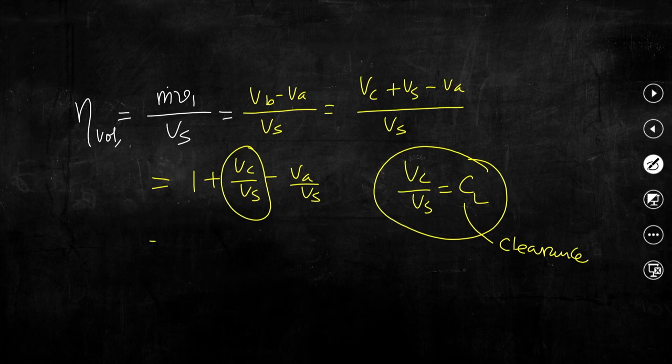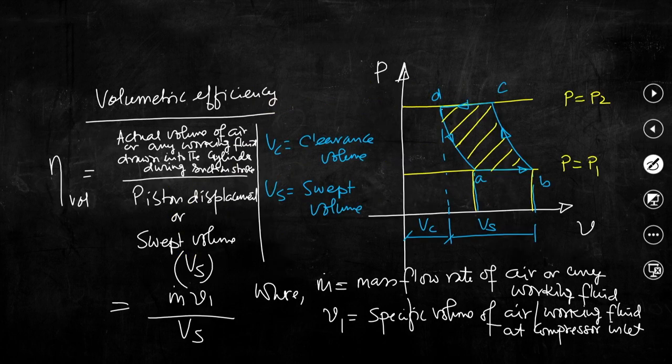So, if we write here that η_vol equal to 1 plus C_L minus V_a by V_s, we have to relate this V_a by V_s in terms of the pressure ratio, and then we can close the expression of this volumetric efficiency. If we go back to this, you know that the pressure ratio is P_2 by P_1, right. So, what we can write from this expression is that V_d by V_a equal to (P_2 by P_1) to the power (gamma minus 1) upon gamma, right.